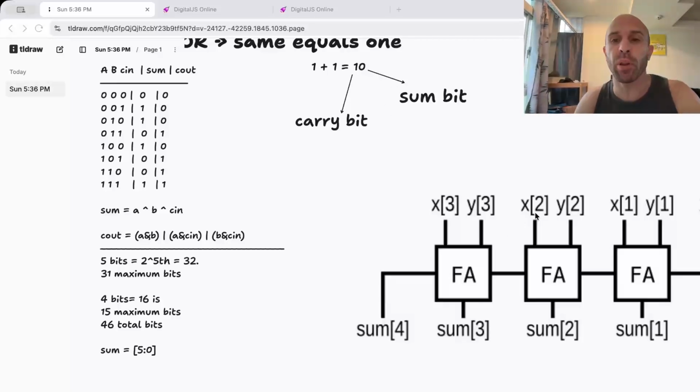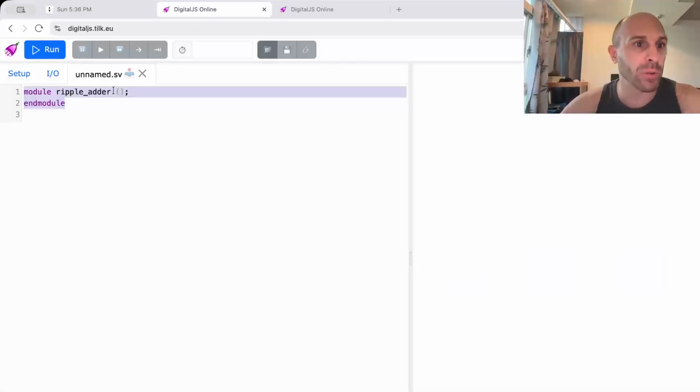So let's do a ripple adder in Verilog, and then we're going to do a signed adder, and then I'll prove it to you mathematically how they work. So let's start with the ripple adder right here. How would you code that?